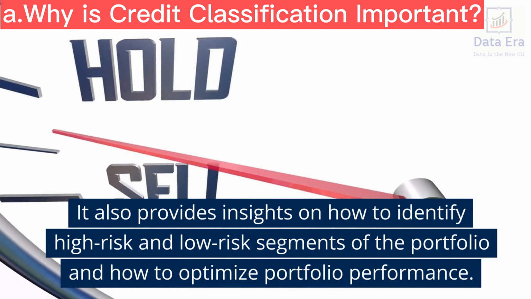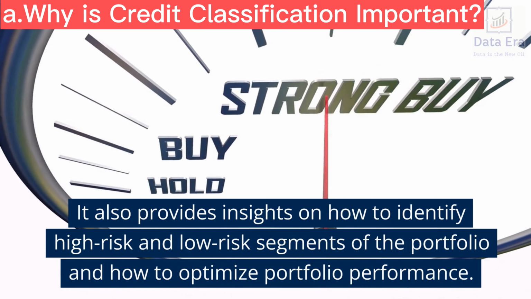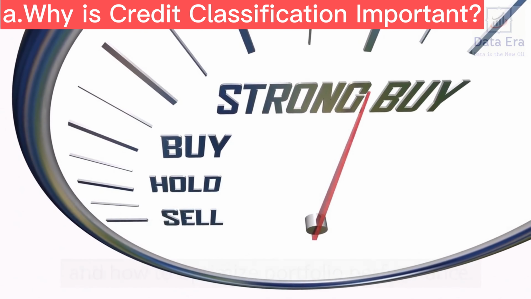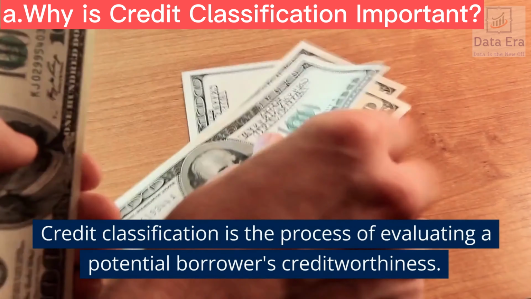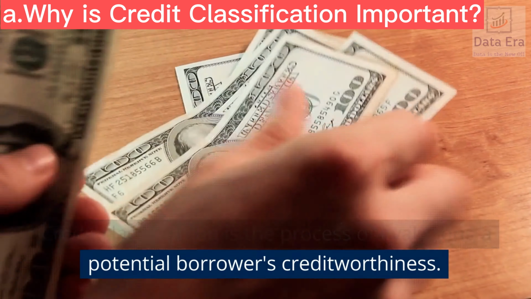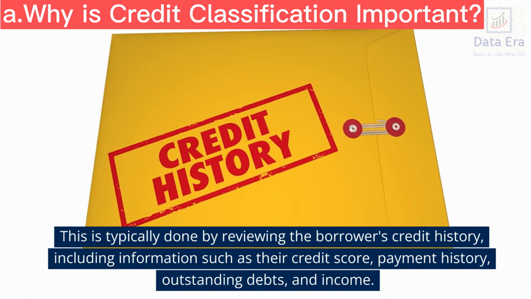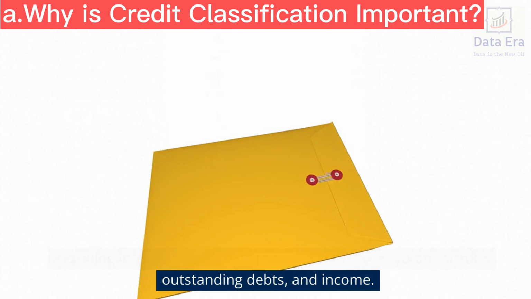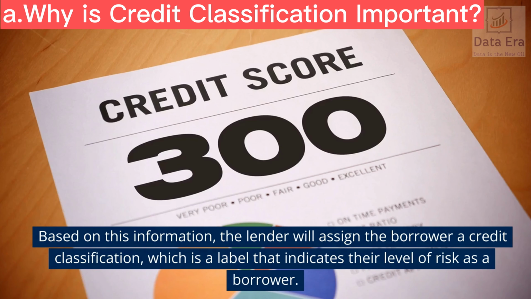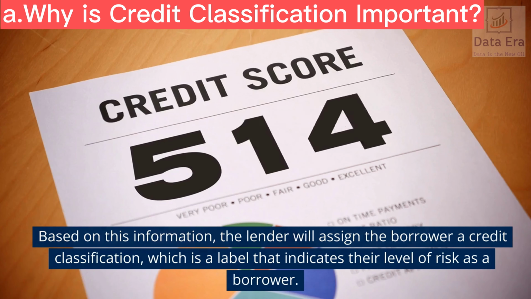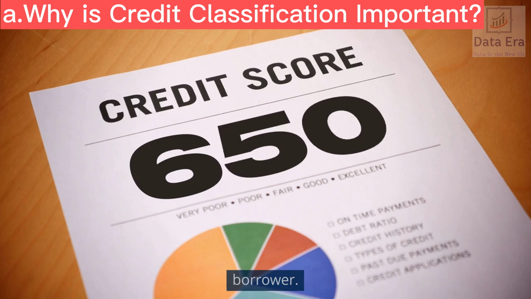It also provides insights on how to identify high-risk and low-risk segments of the portfolio and how to optimize portfolio performance. Introduction. Credit classification is the process of evaluating a potential borrower's creditworthiness. This is typically done by reviewing the borrower's credit history, including information such as their credit score, payment history, outstanding debts, and income. Based on this information, the lender will assign the borrower a credit classification, which is a label that indicates their level of risk as a borrower.